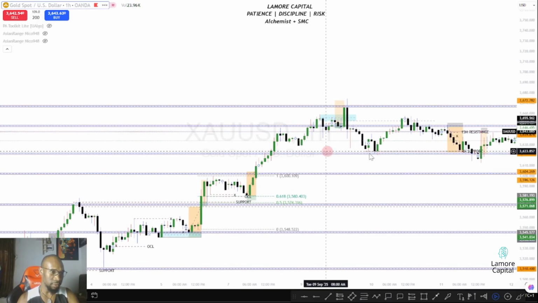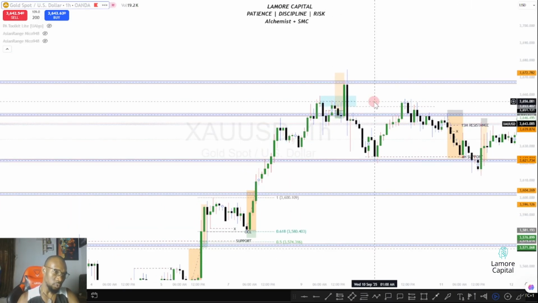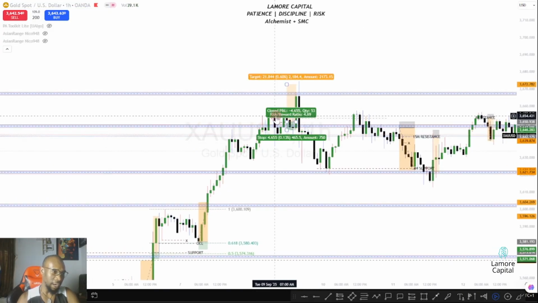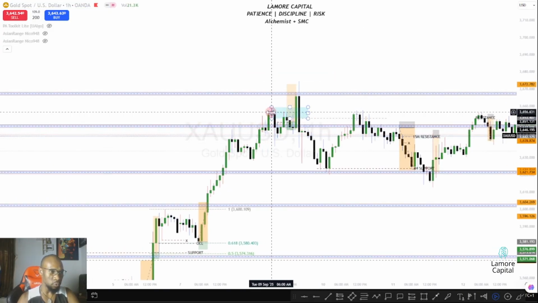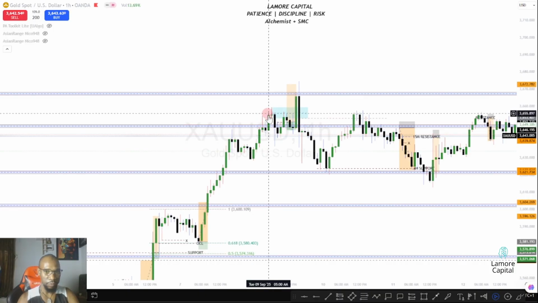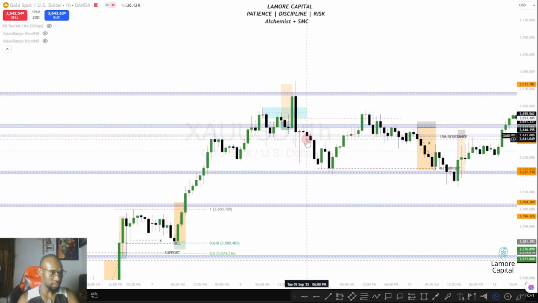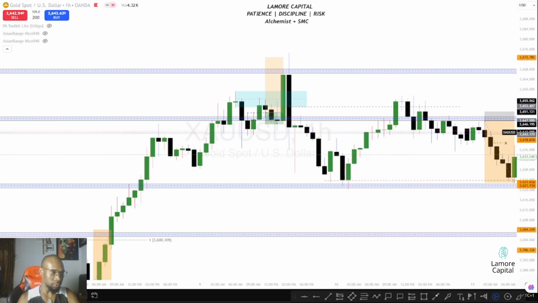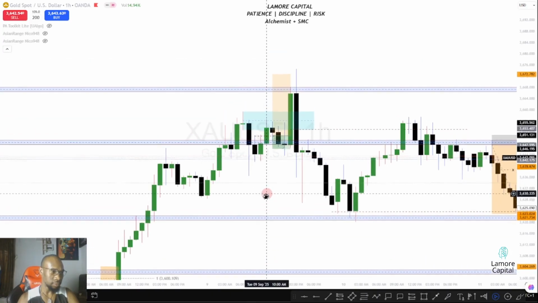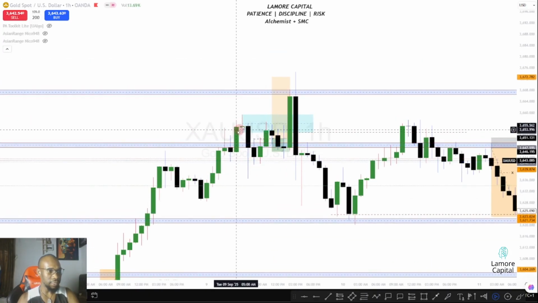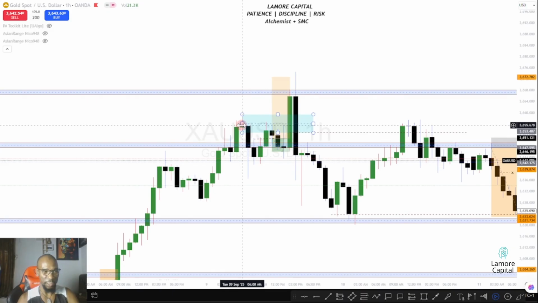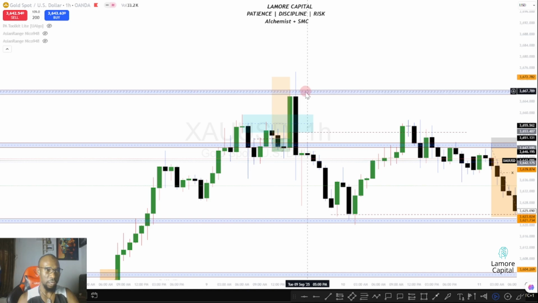Okay, so on the 1 hour time frame, what I saw was this particular order block. I knew that this order block was going to fail. I like using confluences. I knew that this particular order block was going to fail, and I knew that this particular level was going to be tested.